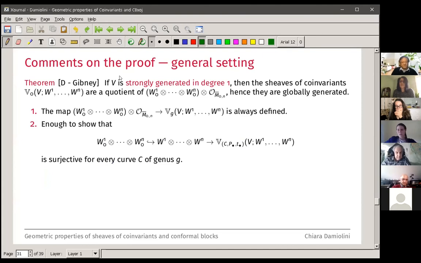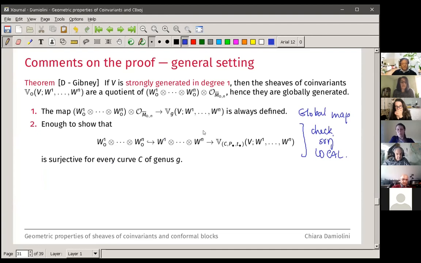So once we have this map, which is a global map, now to check that it's surjective, it's a local matter. So to check surjectivity is a local matter. And now we can go back and choose coordinates.